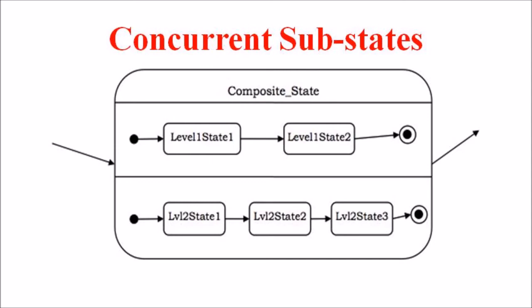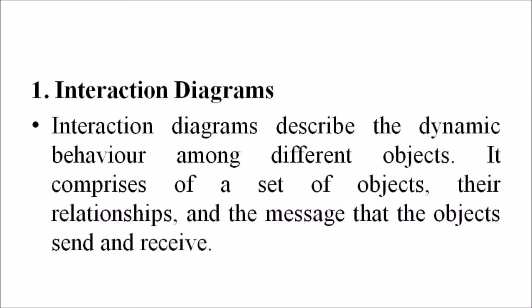So my dear students, these are the different types of state diagrams used in dynamic modeling. As we discussed, dynamic modeling is comprised of two different diagrams, the interaction diagram and the state diagram. The interaction diagram describes the dynamic behavior among different objects, and it comprises a set of objects, their relationship, and the messages that the objects send and receive.